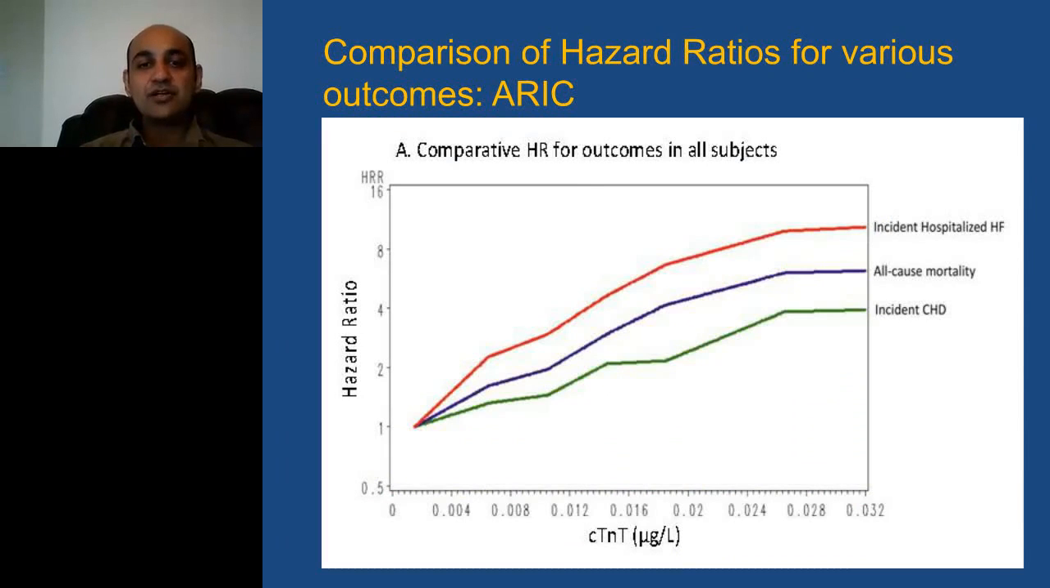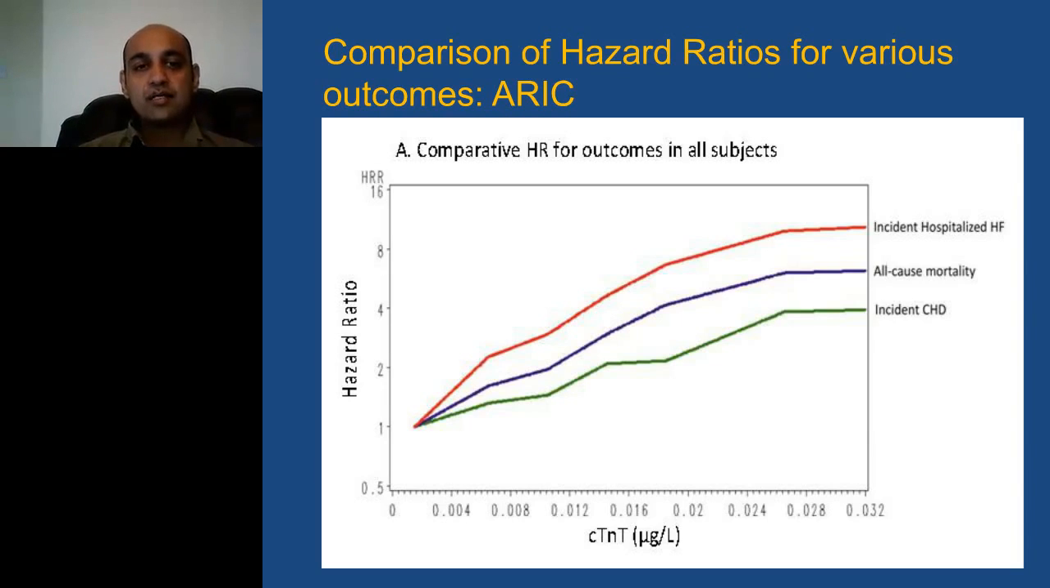Now, the hazard ratios, when you looked at it comparatively, you can see in this slide that people with heart failure had the highest hazards compared to all of the other things. All-cause mortality was the next, and then you had incident CHD. Now, I just want to take you over to the y-axis over here to see the overall hazard ratio. The hazard ratio for incident heart failure was almost 8 to 9.